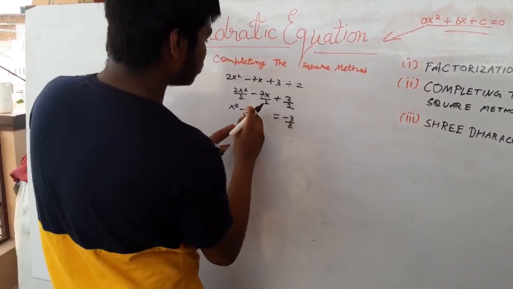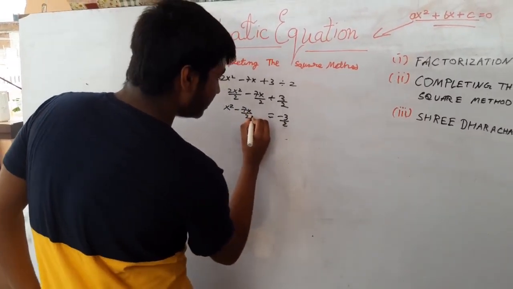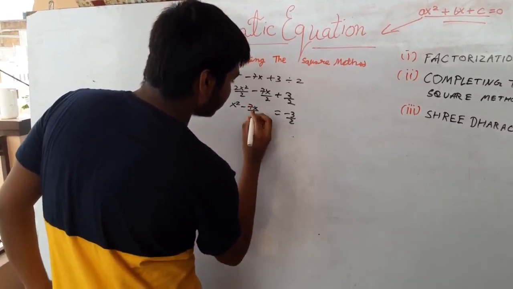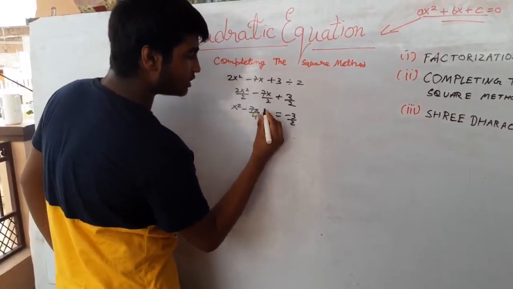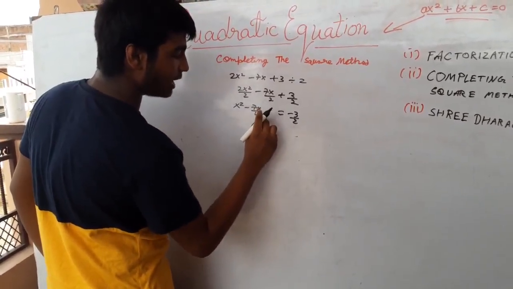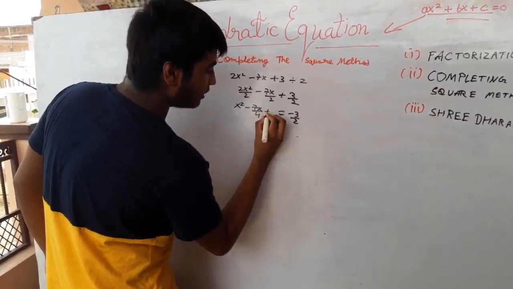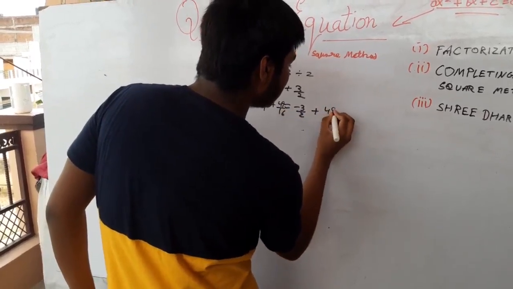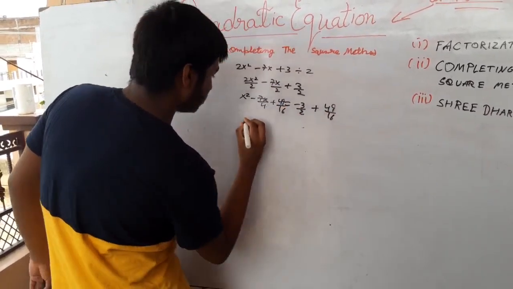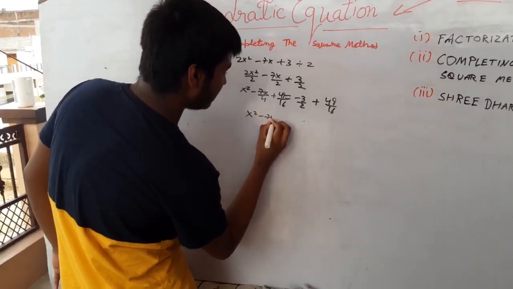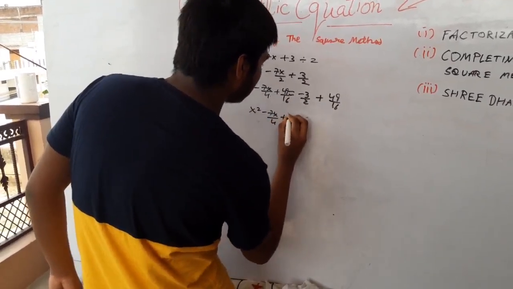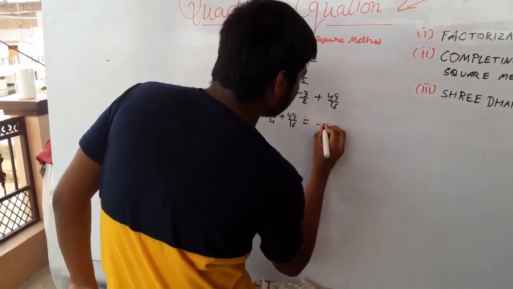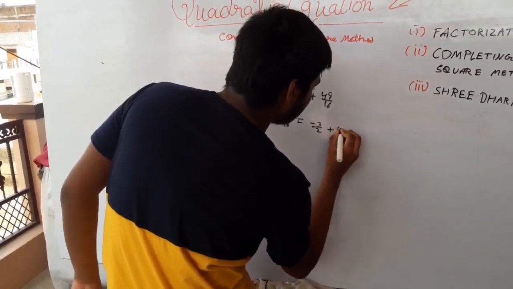Now we'll add the square of half of the middle term coefficient. First we divide by 2 in the middle term, so we get 4 here. So we'll add the square of 7x by 4 to both sides, that is 49 by 16 on both sides. Now x² − 7x/4 + 49/16 is equal to −3/2 + 49/16.